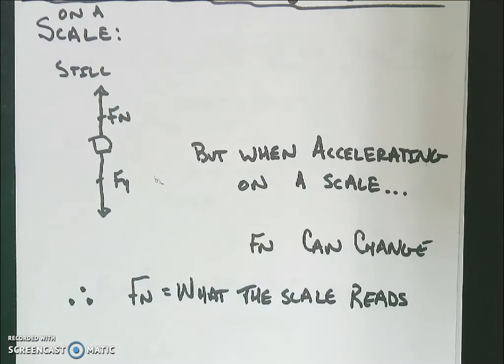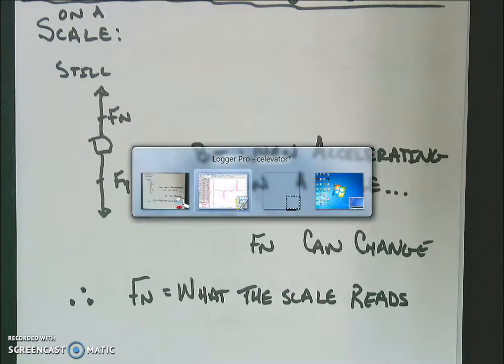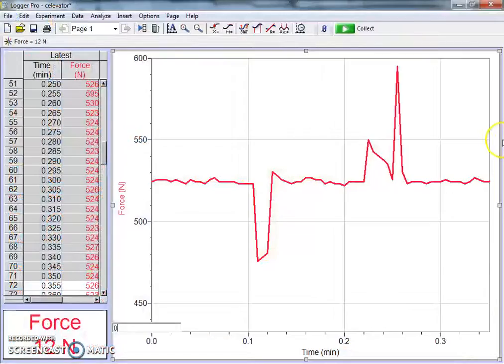Your normal force and your force of gravity are equal and opposite because your velocity is 0, your acceleration is 0. But like I said, when we are standing on a scale and we're accelerating either up in an elevator shaft or down in an elevator shaft, we feel different. The force normal is what changes. And I want to show you guys a graph of what that looks like.